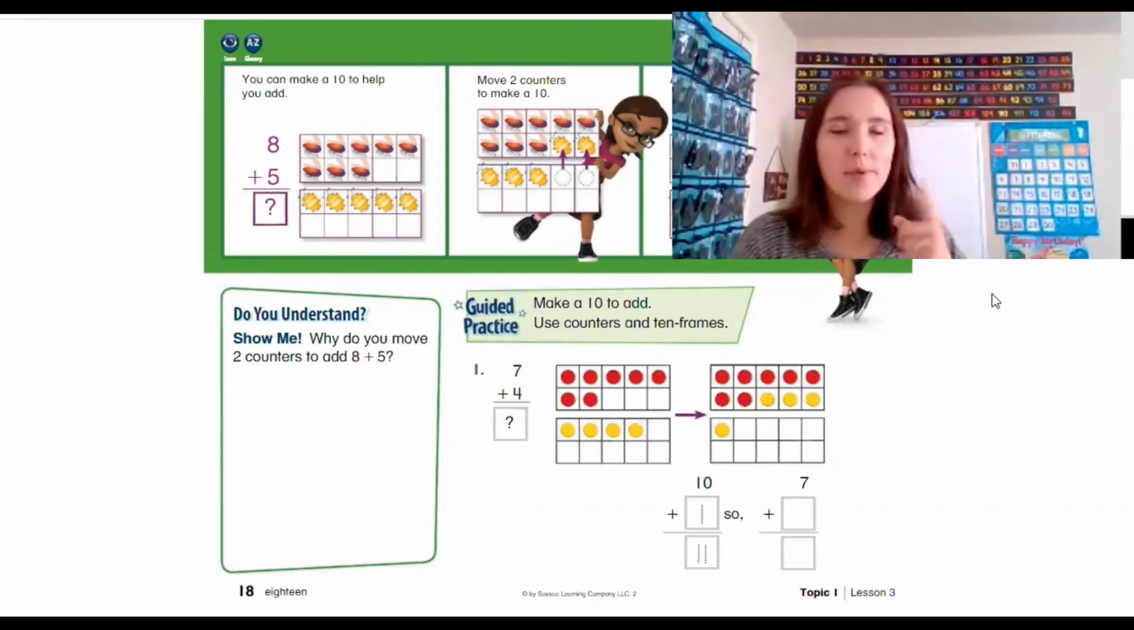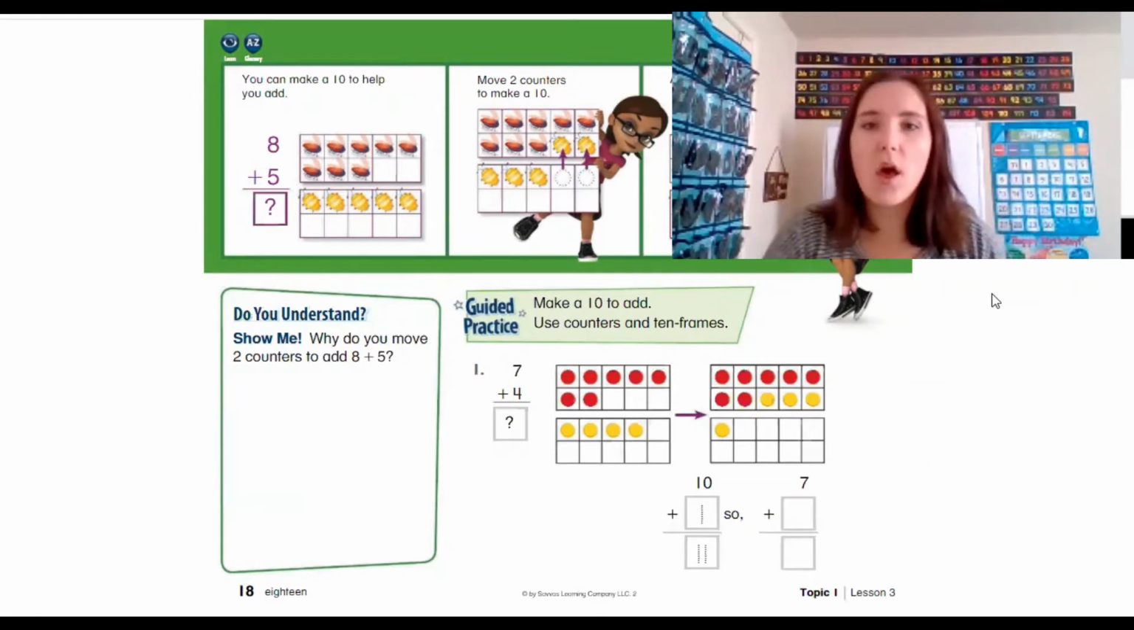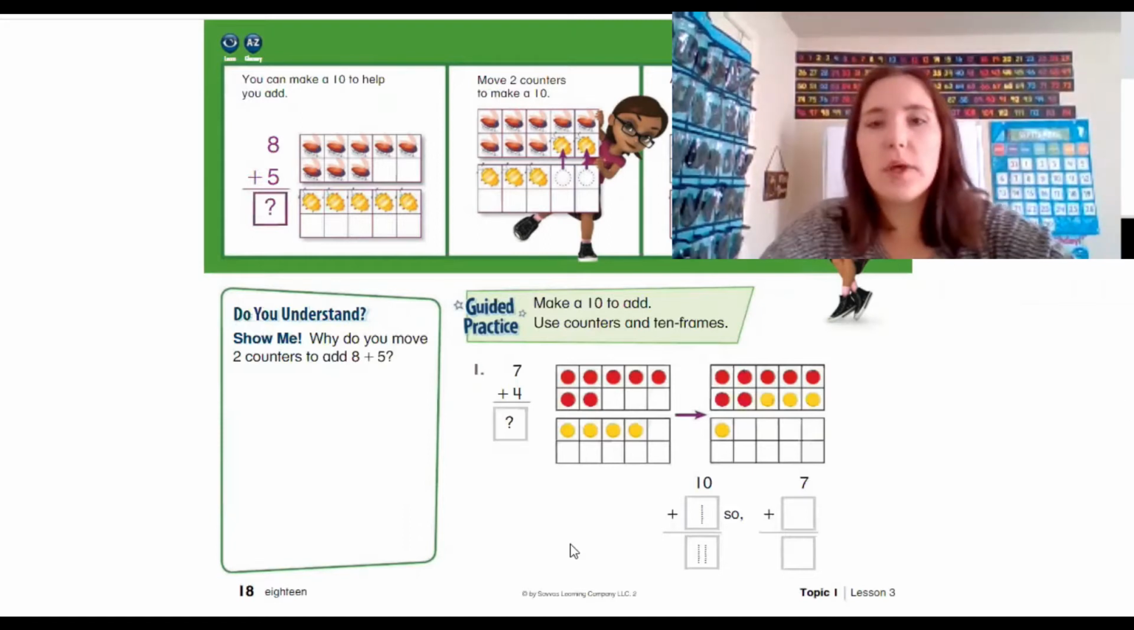We only have one problem. It says make a 10 to add. Use counters and 10 frames, just like they did in the video. Our problem is 7 plus 4. So if we look at what they did down here, we can see that they did 7 plus 4. They have 7 dots in this 10 frame and 4 dots in this 10 frame.